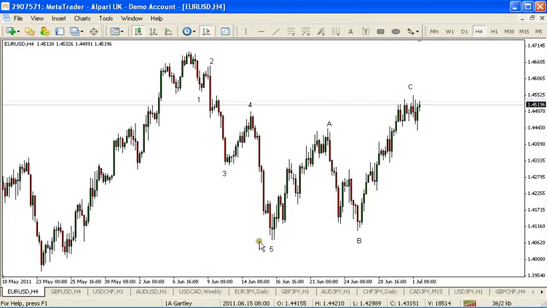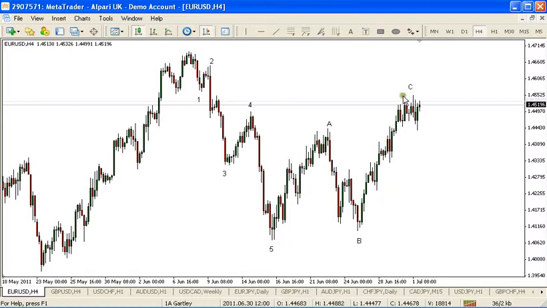Next, what we have here is a counter move. It goes in the other direction. So I assume that this is a correction, and more specifically, this looks like a zigzag correction. Okay, an A, a B, and a C.